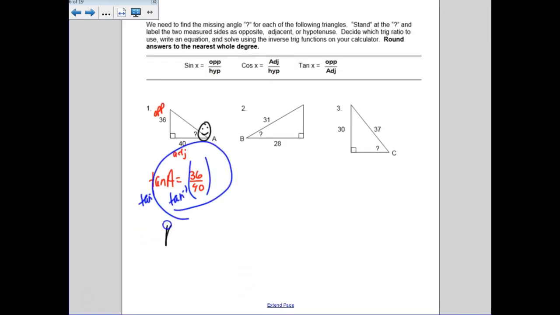What'd you get for angle A? 42 rounds up? All right, that works. Let's do one more and then we'll go to the good stuff, the applications.